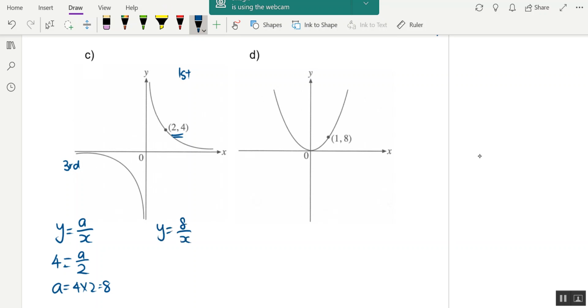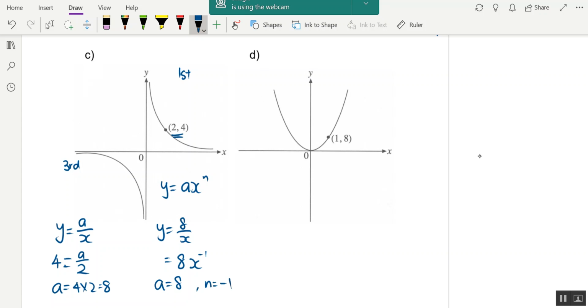But because the question wants it in the form of y equals ax to the power of n, where the x is beside the number, if I bring the x up, this will become power -1. Remember, negative power means you can change from the denominator to the numerator. So in this case, a is equal to 8 and n is equal to -1.